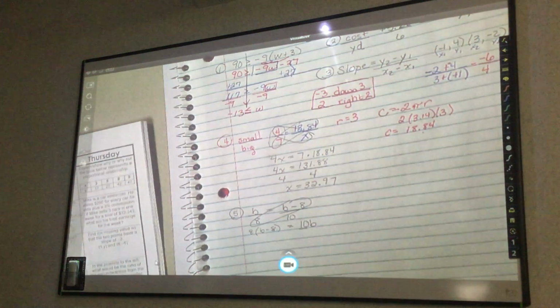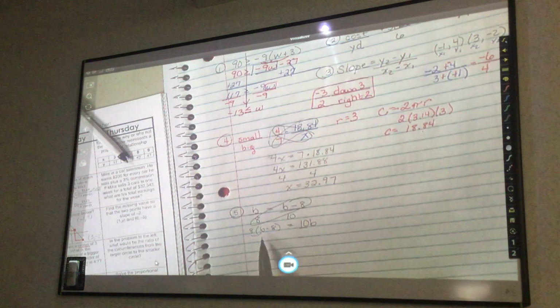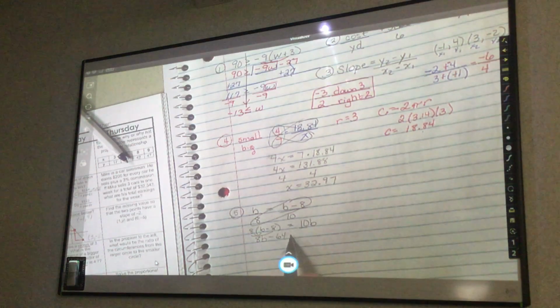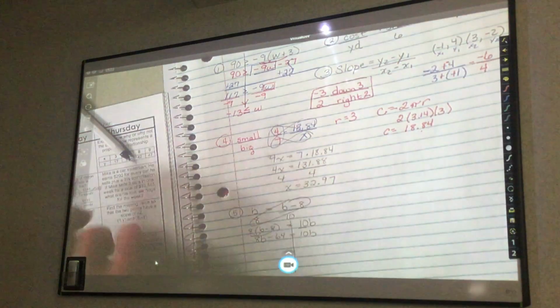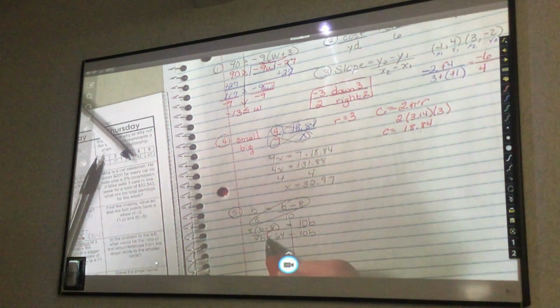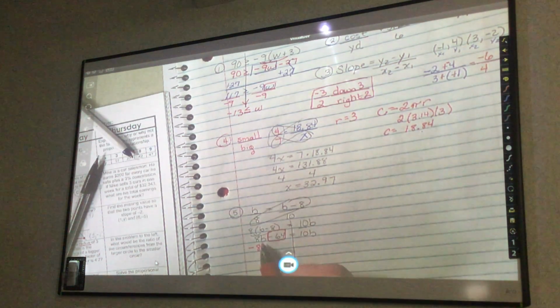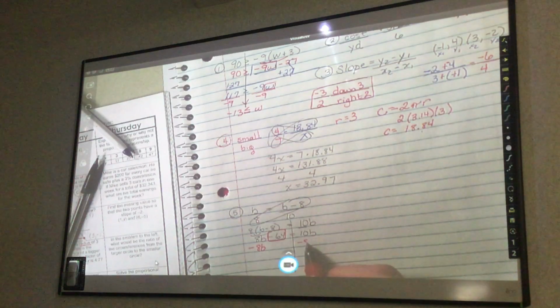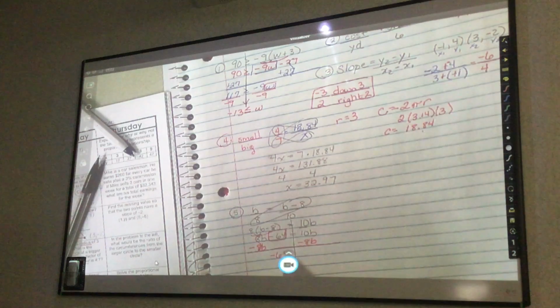Then I do the what property here? Distributive. 8 times b is 8b. 8 times a negative 8 is a negative 64 equals 10b. Draw my line. I'm going to leave the negative 64 by itself, and I'm going to take away the 8b by taking in the negative, because it's positive. So they cancel each other out, so I'm left with negative 64 equals 2b.